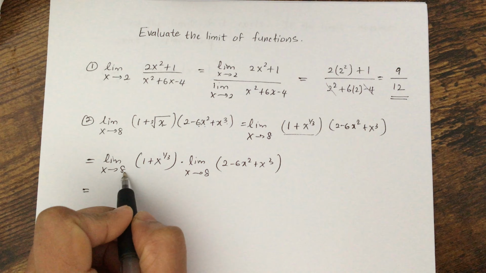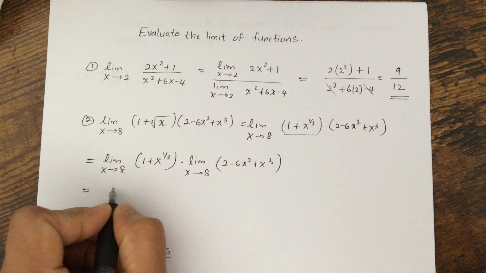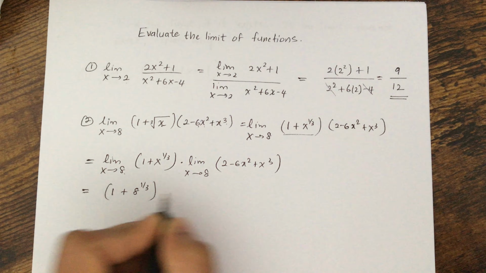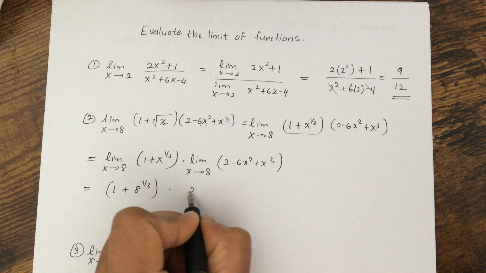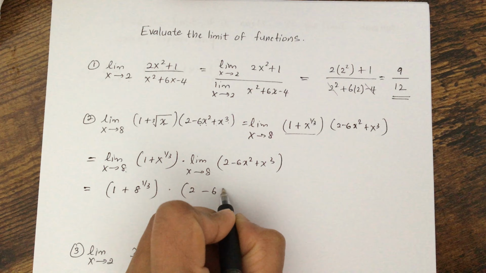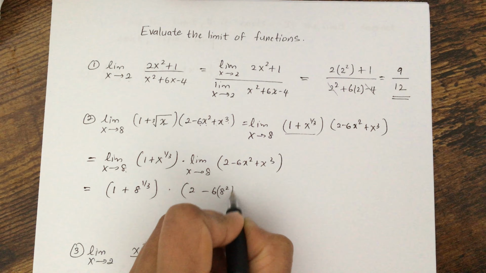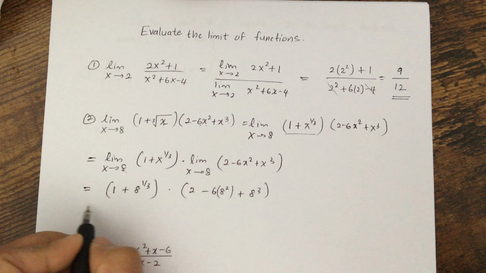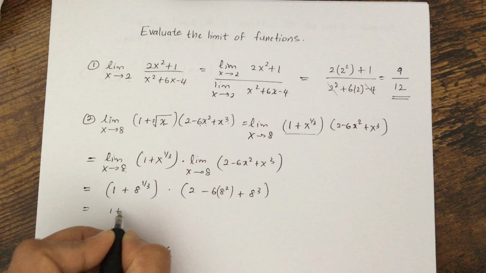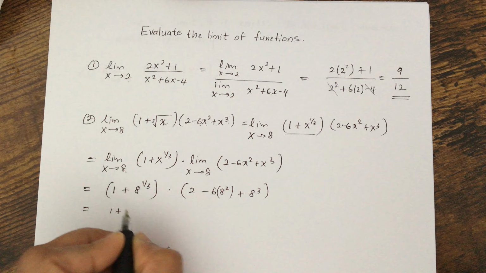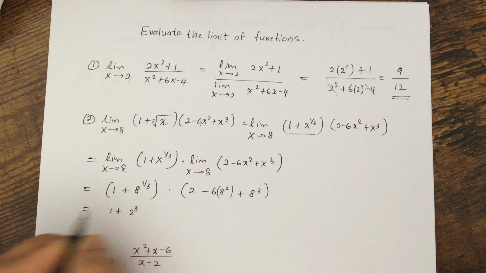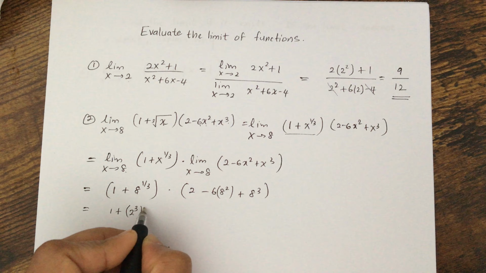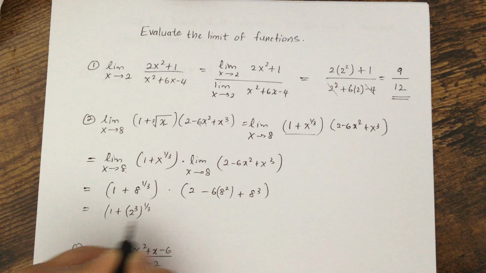And then you can substitute limit x goes to 8. So here you have 1 plus 8 to the power 1/3 times this one, 2 minus 6 times 8 to the power 2 plus 8 to the power 3, right? And then what is this? 1 plus, you can write 8 as 2 to the power 3. 2 times 2 times 2 is 8, right? 2 to the power 3, to the power 1/3, right?